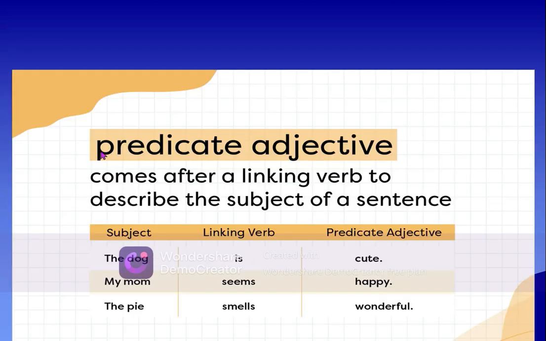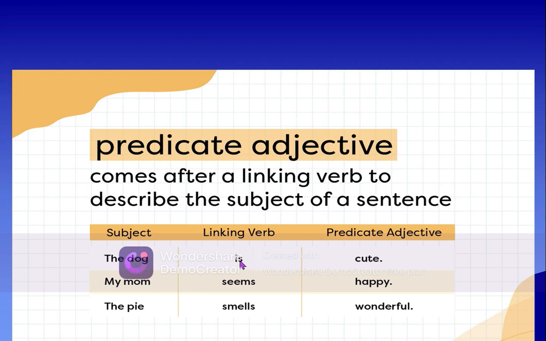So the next is the predicative adjective. Predicative adjectives are also used in the sentence after a linking verb. A predicate adjective comes after a linking verb to describe the subject of the sentence. So look here at these examples.